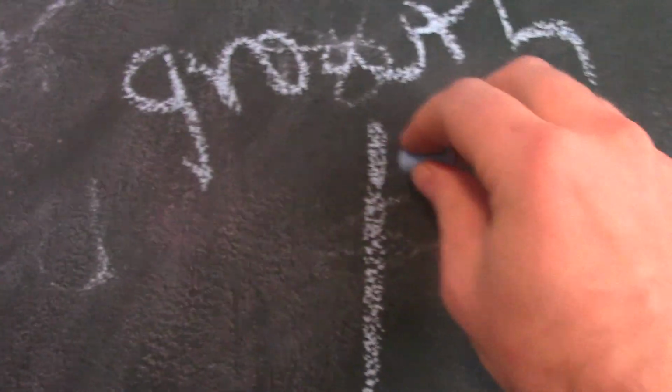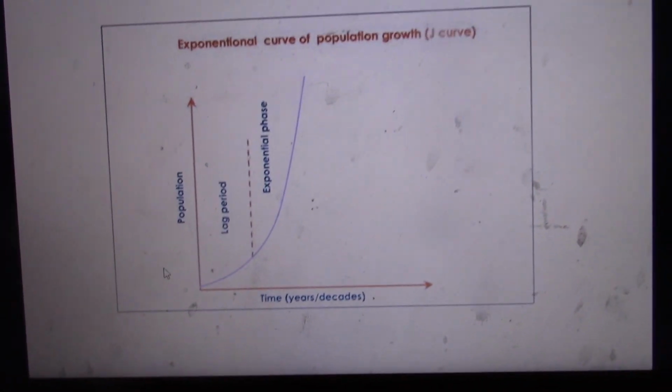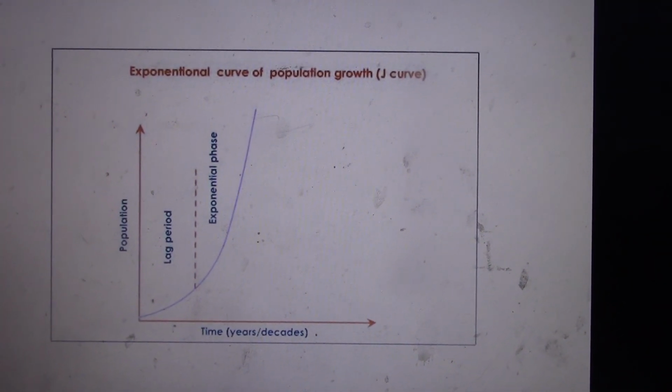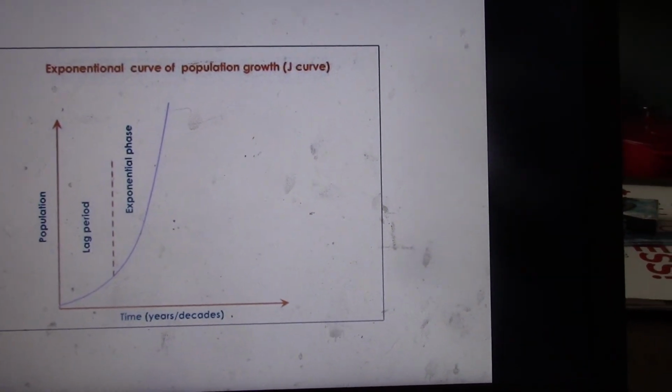And that's what we're trying to do. What we're trying to do with this exponential phase is flatten that out and turn it into an S-curve growth pattern. So we're trying to turn it into logistic growth. Okay, so this happens with bacteria, right? That's a J-curve growth on your nodes. So you have your exponential phase and then your lag phase.